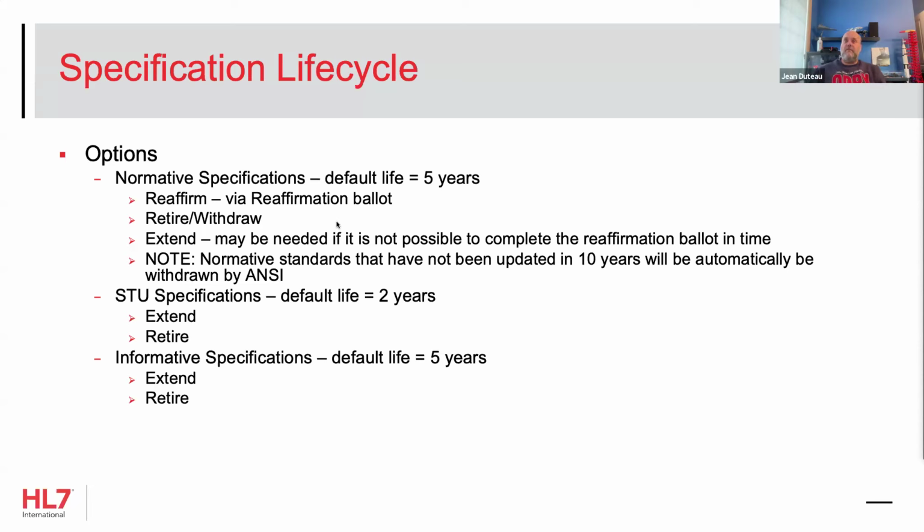The TSC is pretty lax at letting you go for the first extension, but once you're extending more after that, the TSC starts to question what's going on. Why are you extending it like that? You may also decide to retire that STU. And then finally, informative: you get 5 years, and at the end of the 5 years, you've got to extend or retire. There is a grid available via the HL7 Essentials page that lists all of this and all of the processes.